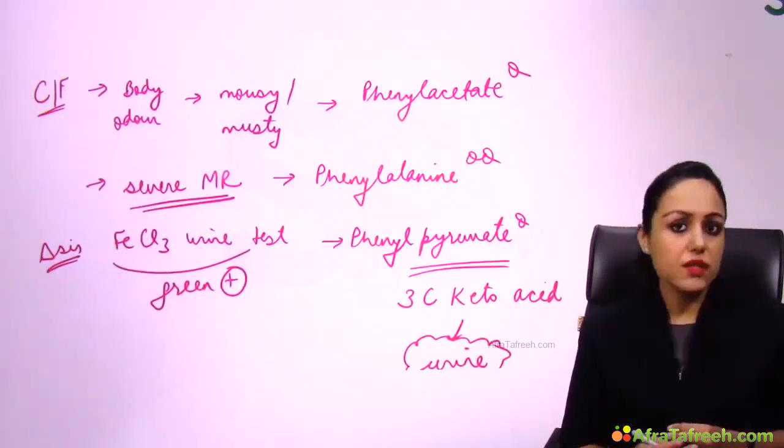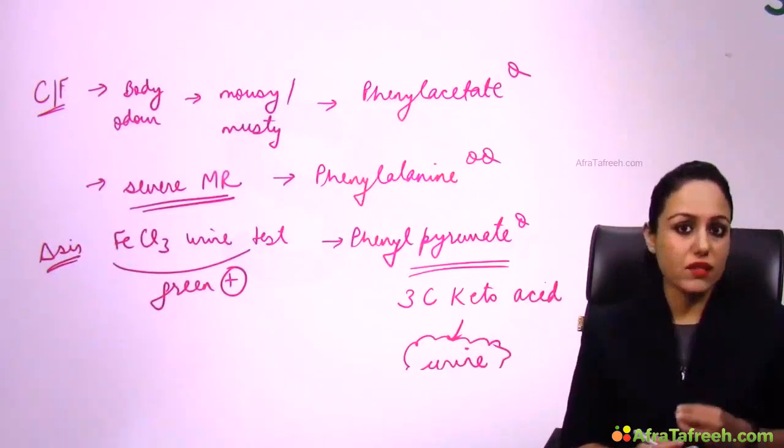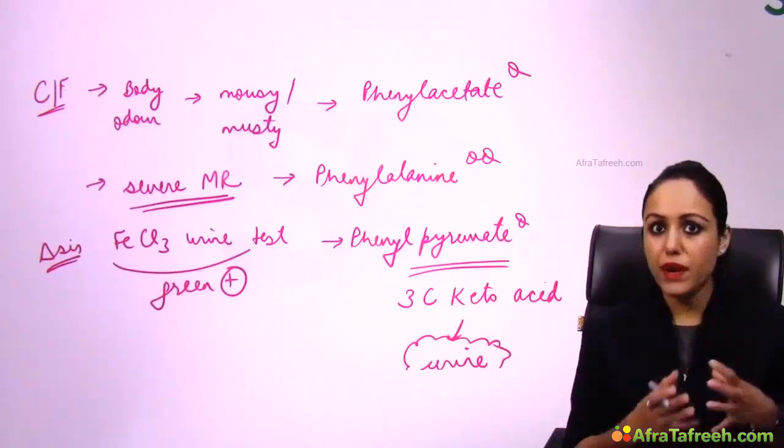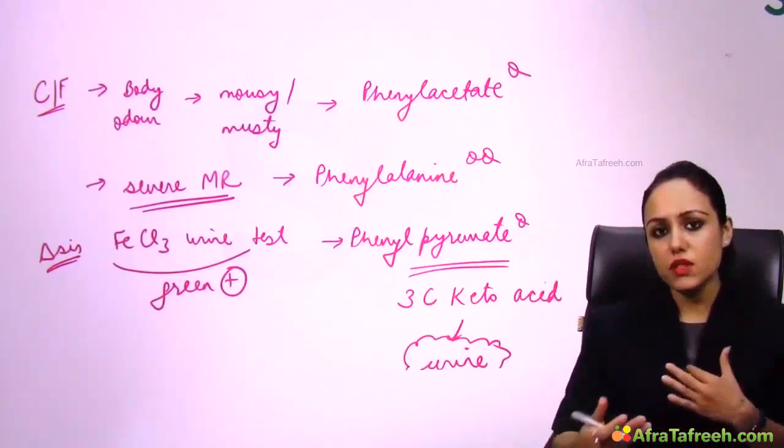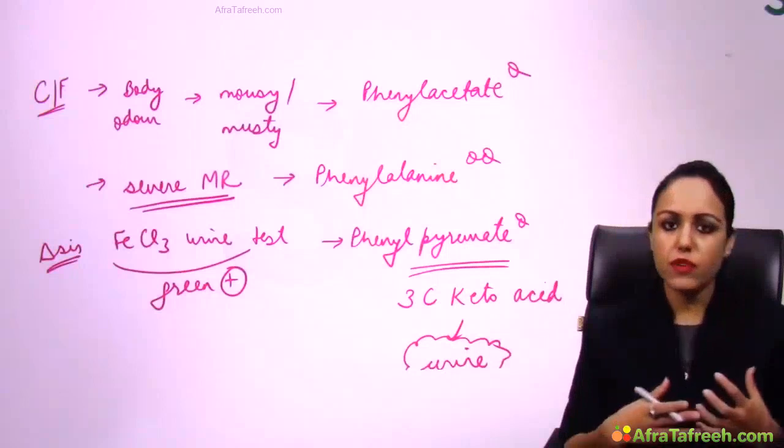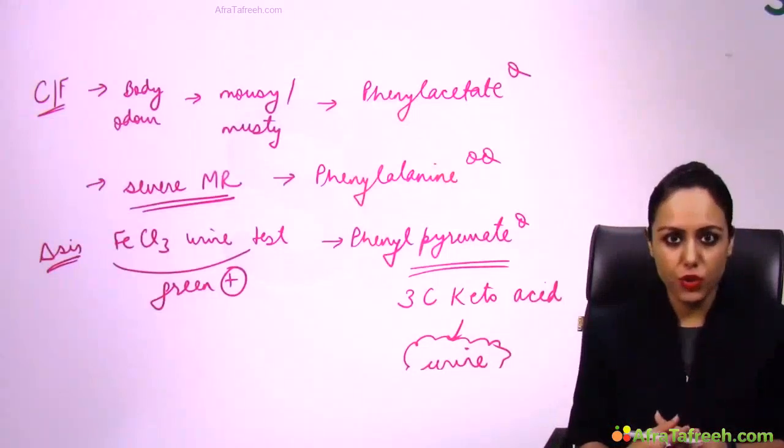Earlier when they discovered this disease, they found that keto acids are coming in the urine of these patients who are mentally retarded also. They have hypopigmentation. So they named the disease phenylketonuria. Some phenyl keto acids are coming in urine, right?